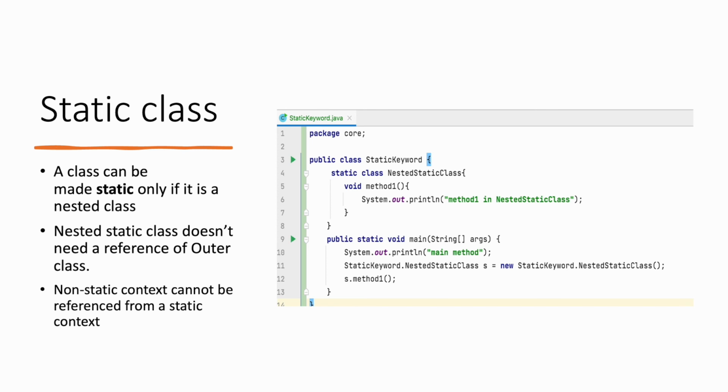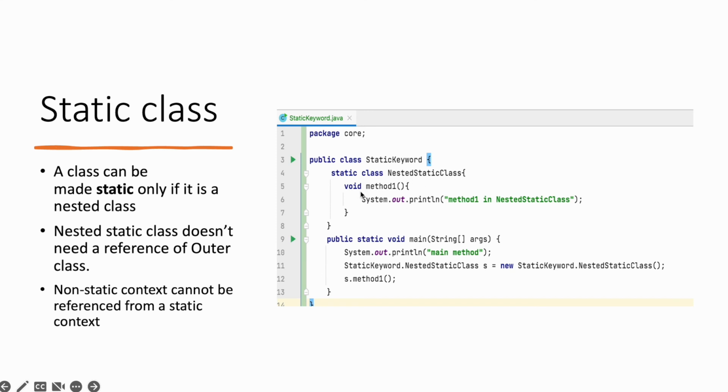Next, static classes. If we declare any class as static, we call that class a static class. A class can be made static only if it is a nested class. That means you cannot make the outer class static. You should use the static keyword only for nested classes. Nested static classes do not need a reference of the outer class. In this example, StaticKeyword is the outer class, and we have a nested class as a nested static class.